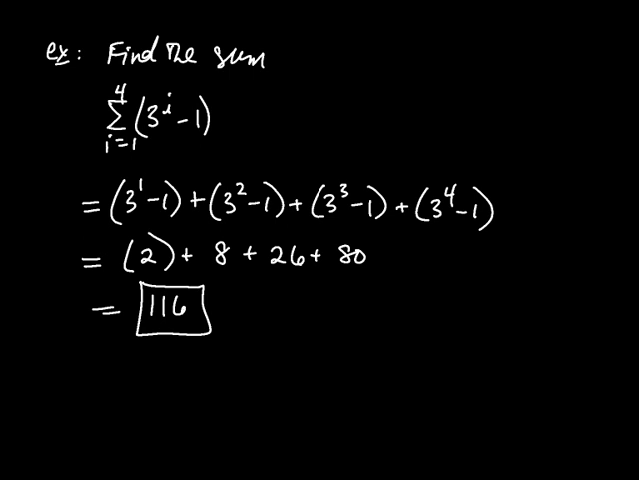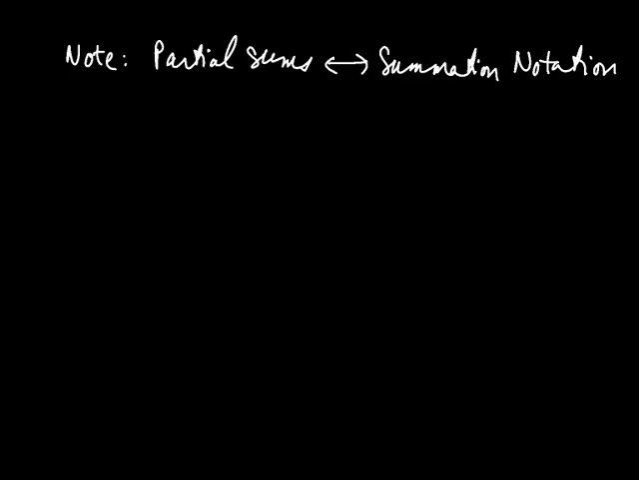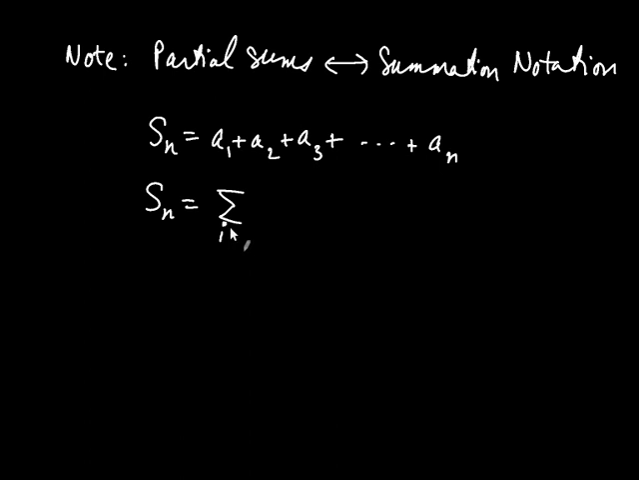All right, there's one last point I want to make about summation notation, and it's that there's a connection between partial sums and summation notation. Remember what a partial sum is from the previous video. The nth partial sum is a sub 1 plus a sub 2 plus a sub 3 all the way to the nth. You add in the nth term of the sequence. Of course, this is a large sum, and that can be expressed using summation notation. So the nth partial sum can be expressed as the sum as i goes from 1 all the way to n of a sub i.